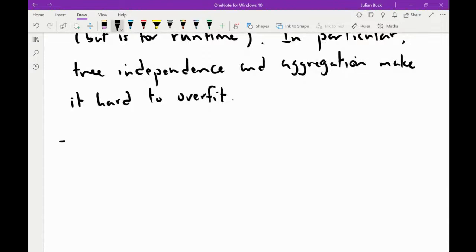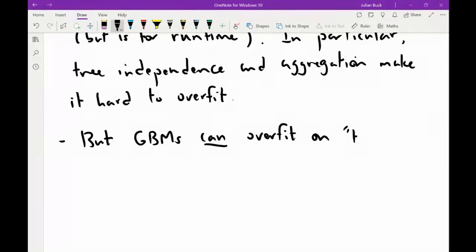Okay. But with GBMs, this is a problem. So gradient boosting machines can overfit on, say, too many trees. All right, well, obvious question then is why? What's so different about this algorithm that we can actually overfit?